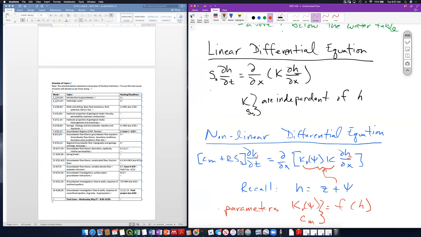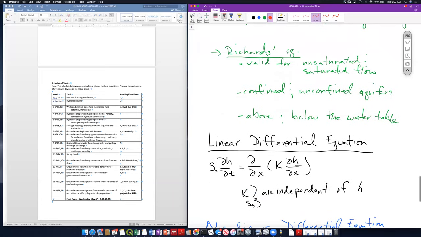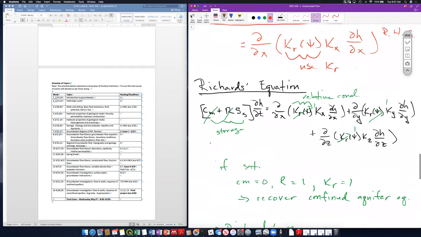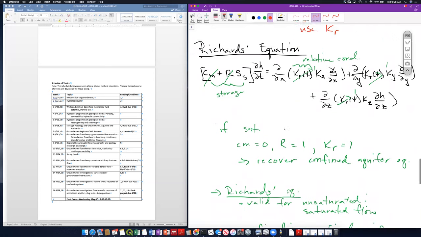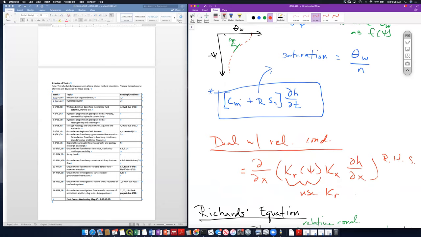So this is basically the end of understanding our moisture or characteristic curves. We use the characteristic curves to get this C sub M. Those characteristic curves that you were calculating allow us to understand the behavior of the material in terms of pressure head and saturation. And relative conductivity allows us to modify the hydraulic conductivity as a function of capillary pressure or pressure head.